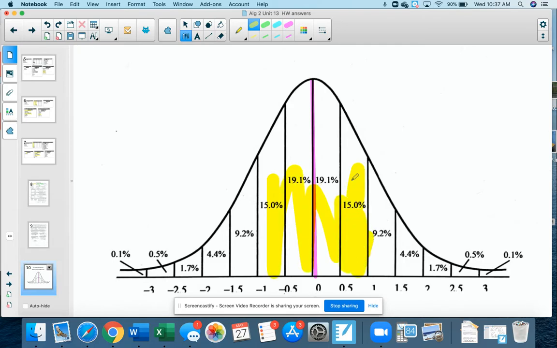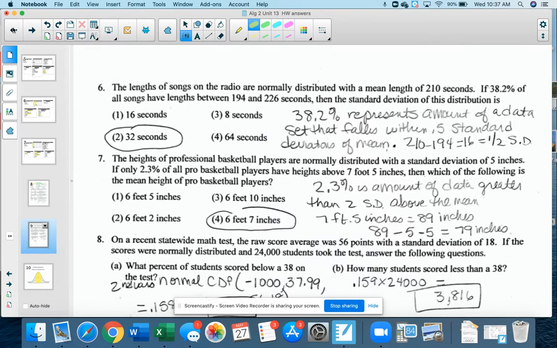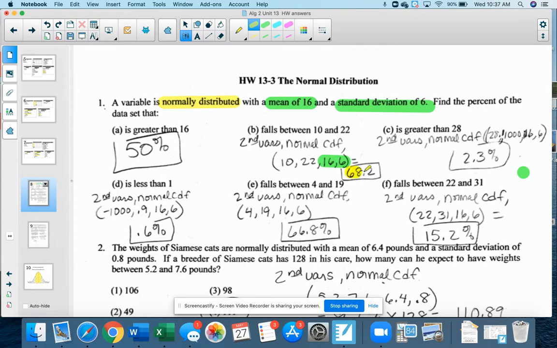And you would have to add up all these percents. So if you added up 19.1 plus 15 plus 19.1 plus 15, okay, so everything I'm highlighting right here is within 1 standard deviation of the mean in both directions. And if you were to add up all these percents, then that would also equal the same answer that I had back here, which was my 68.2. Okay, so that's how you do it without using your calculator.